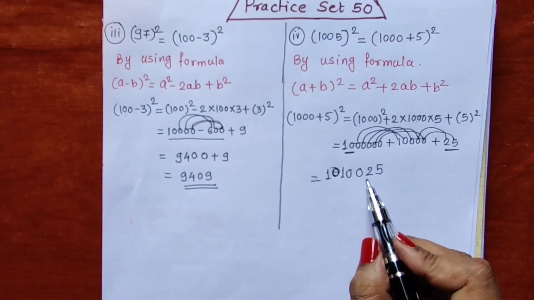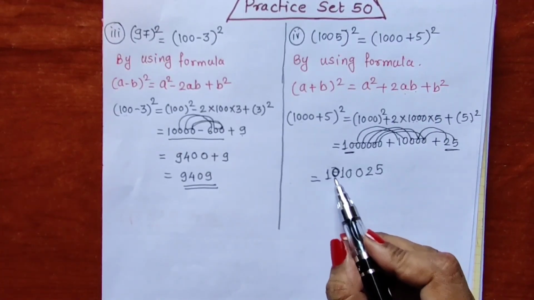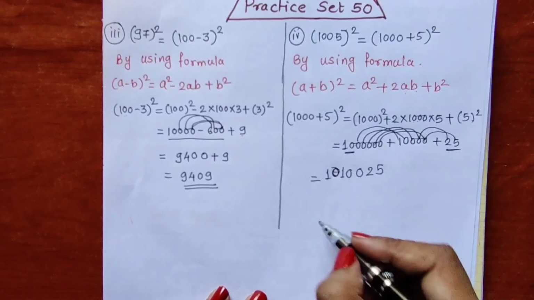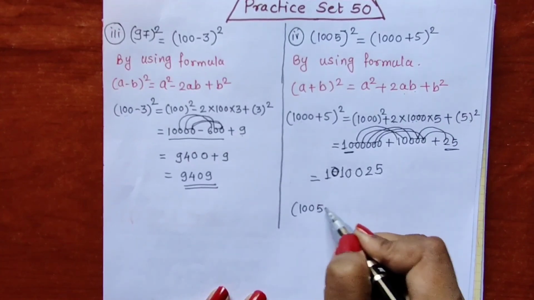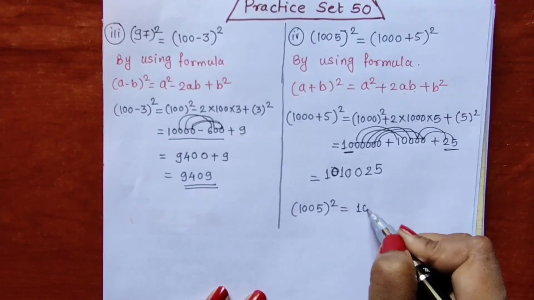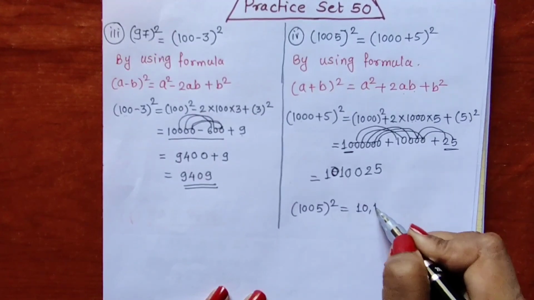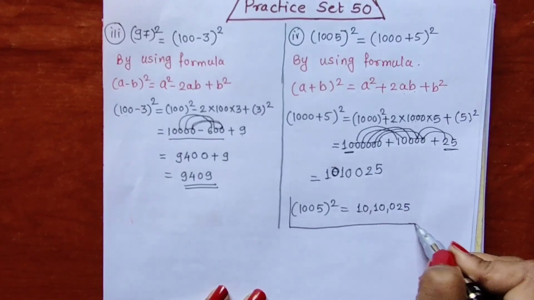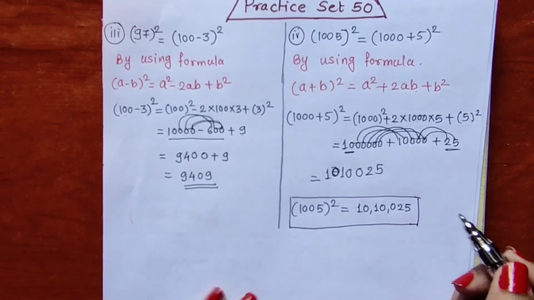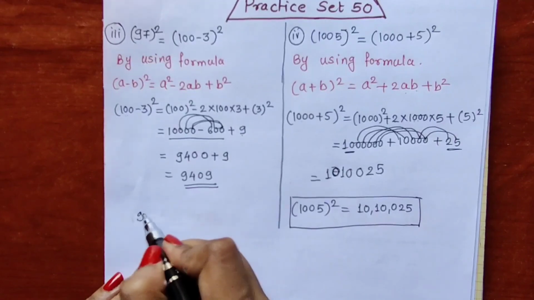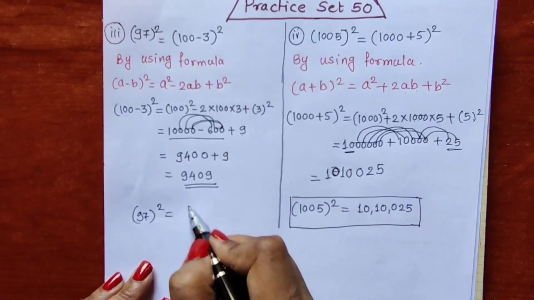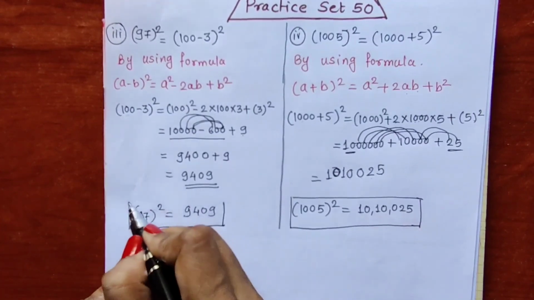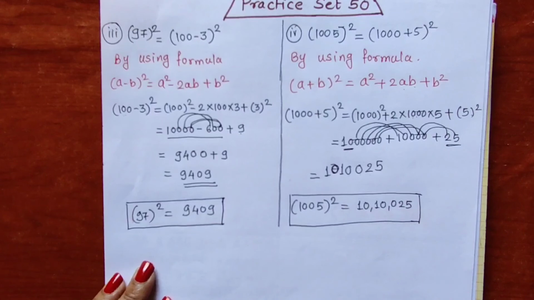Okay, unit, tens, 100, 1000, 10,000, lakh, 10 lakh. 10 lakh, 10,000, 25. So 1005 square is 10 lakh 10,025. In this way we can write the answer. Here also we have to write the answer same way. 97 square is equal to 9409. So in this way all questions from practice set 50 are over here.